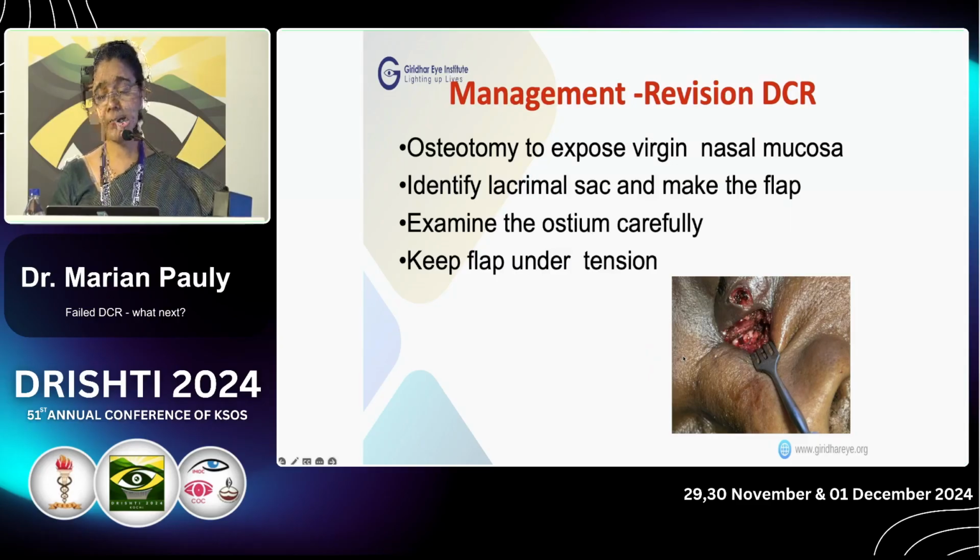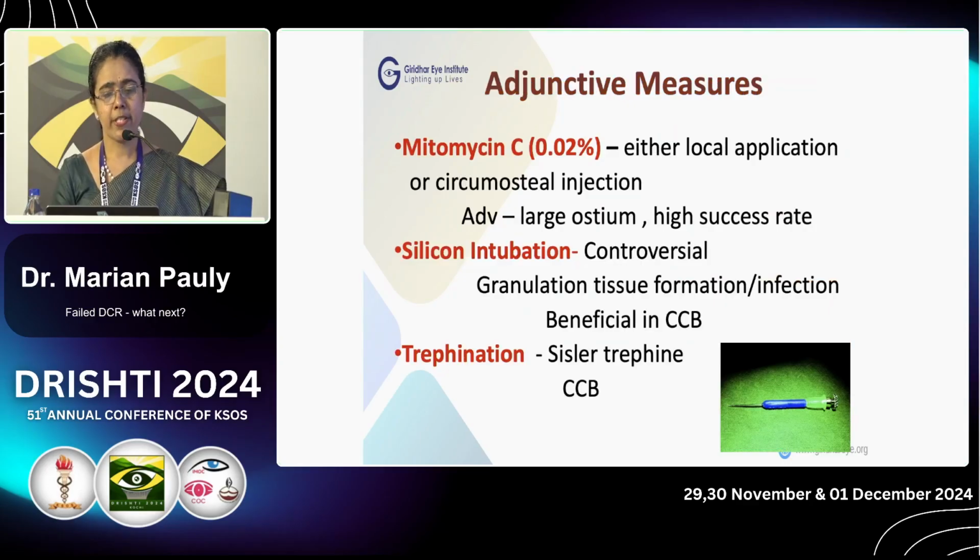Examine the ostium carefully. Always remember, keep the flap under tension. Otherwise, if the patient scars, the flap will go down and it will occlude the ostium. Then a few adjunctive measures can be used. We can use mitomycin C. In the primary DCR itself, I use mitomycin C in all cases. But in revision DCRs, you can give a circumostial injection.